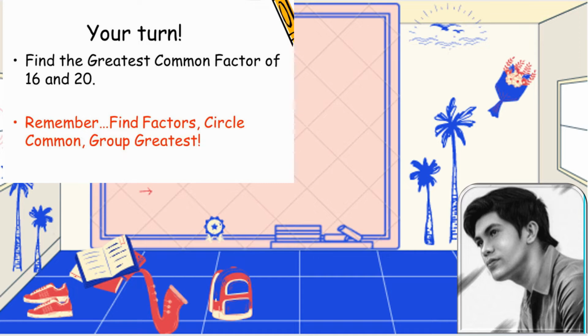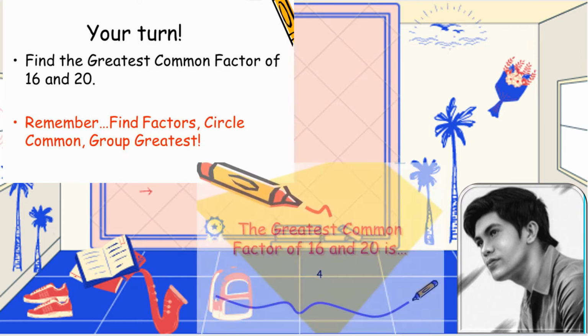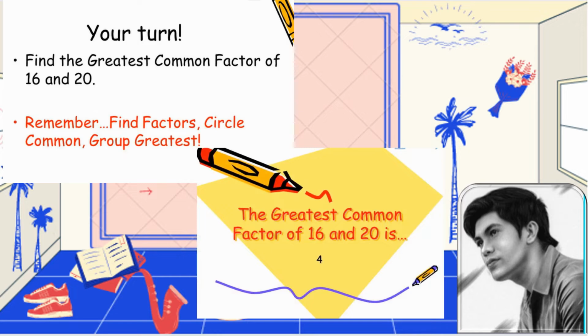The correct answer here is, yes, the greatest common factor of 16 and 20 is 4.